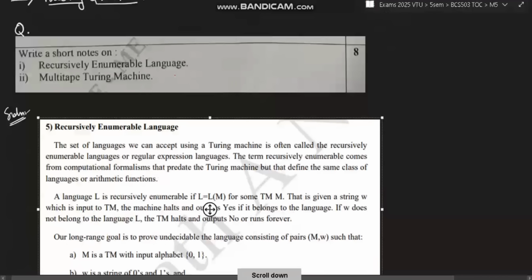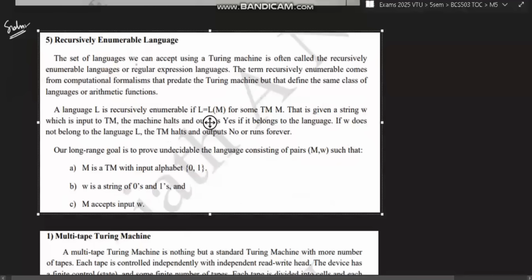The first theory question is: write a short note on recursively enumerable language and also multi-tape Turing machine. Recursively enumerable language means the set of languages which can be accepted by a Turing machine. If this is the Turing machine, all languages accepted by the Turing machine are recursively enumerable languages. The term recursively enumerable comes from the computational formalisms that predate the Turing machine but define the same class of languages for arithmetic function. This much only you have to write.